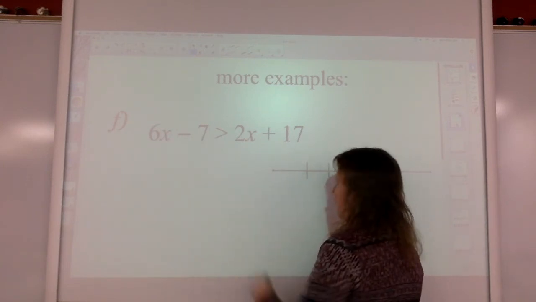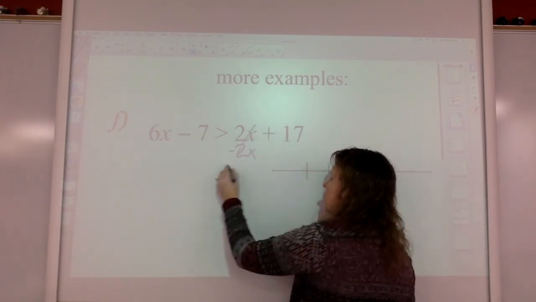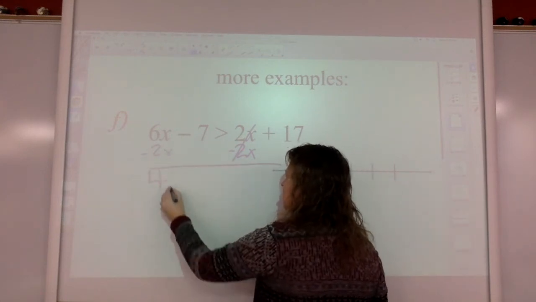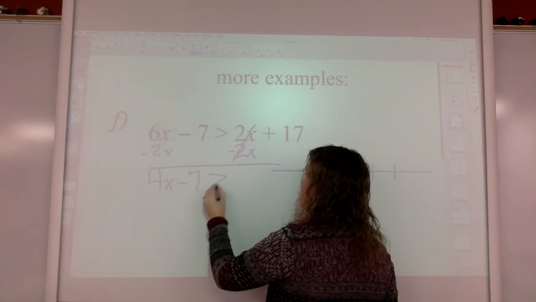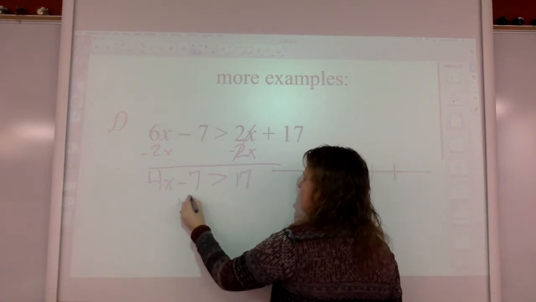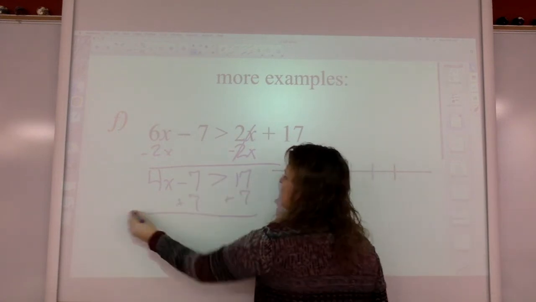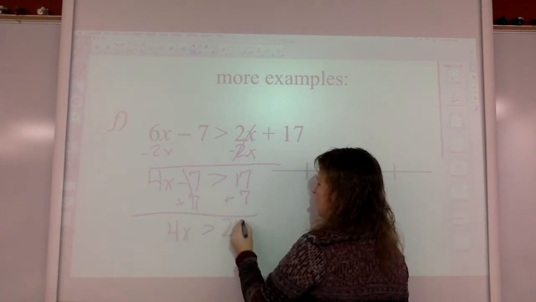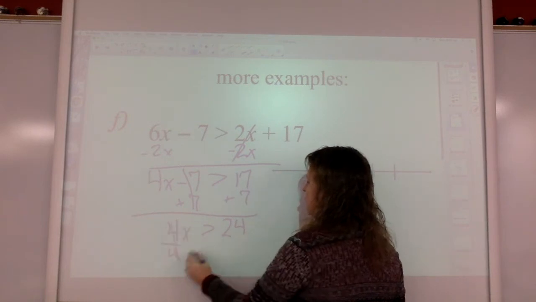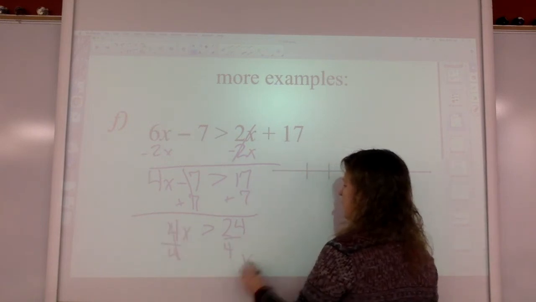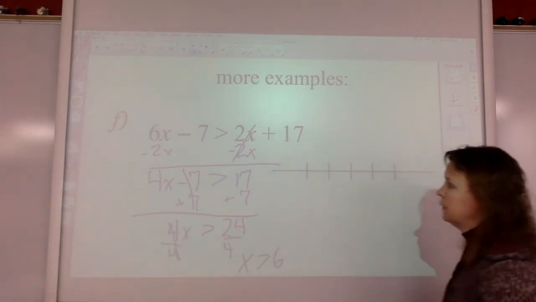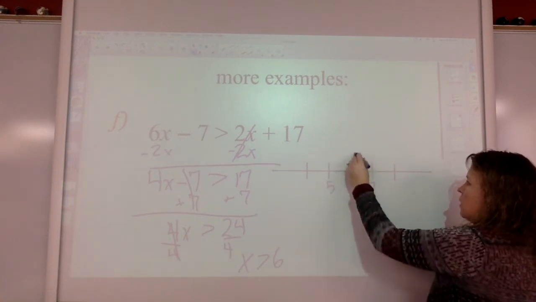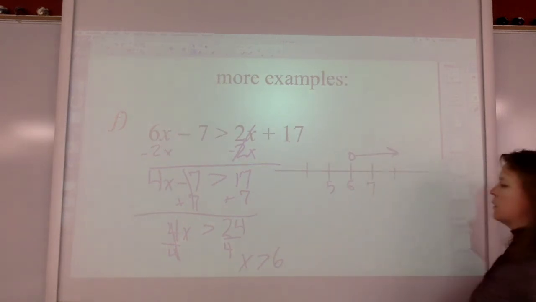I'm back. Now you're going to do -2x to both sides. You'll have 4x minus 7 is greater than 17. You then add 7 to both sides. And yes, I'm going through this quickly because you should have already solved it. You're just checking to see if you did it right. Divide by 4, divide by 4. X is greater than 6. Throw a few numbers, open circle, going to the right.